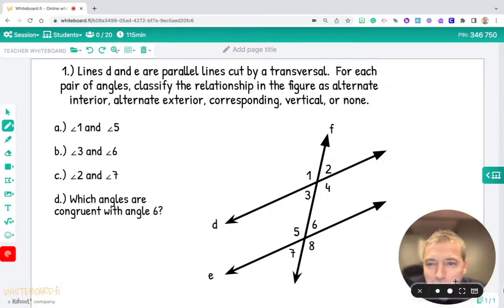Hey guys, let's answer question number 1 here. Lines D and E are parallel lines cut by a transversal. For each pair of angles, classify the relationship in the figure as alternate interior, alternate exterior, corresponding, vertical, or none.